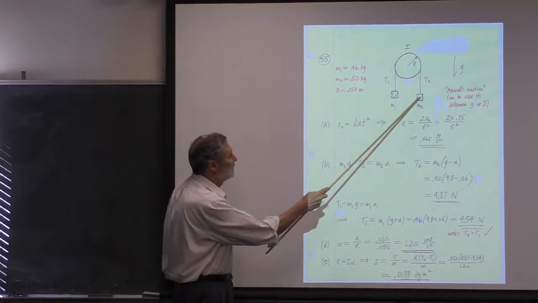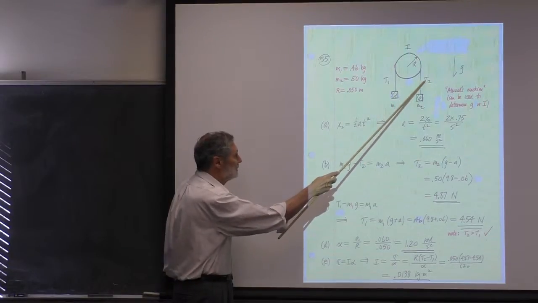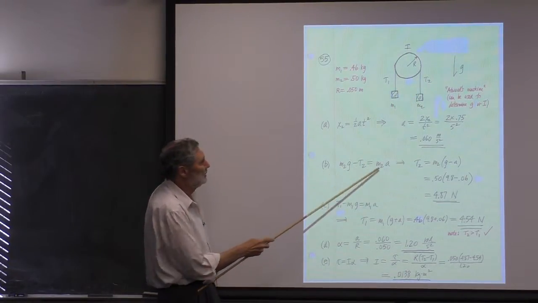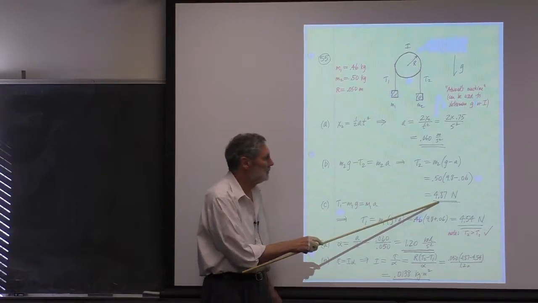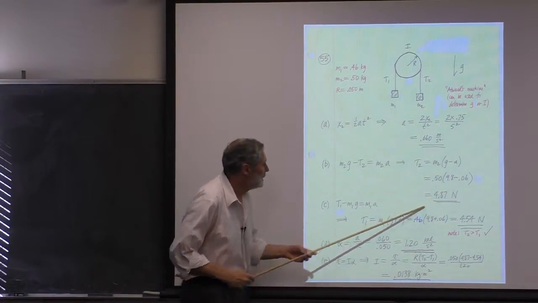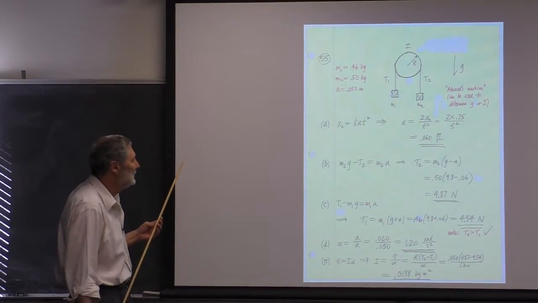Because the force diagram for this is I've got M2G down and an impeding tension force up here. That has to be, by Newton's second law, the mass times the acceleration. So I can find T2. And to three figures, this is what I get. All right. What about T1?